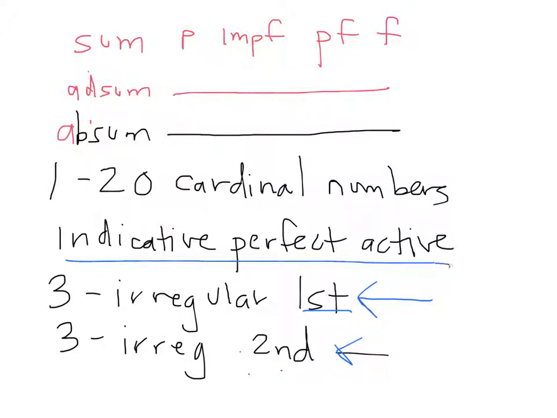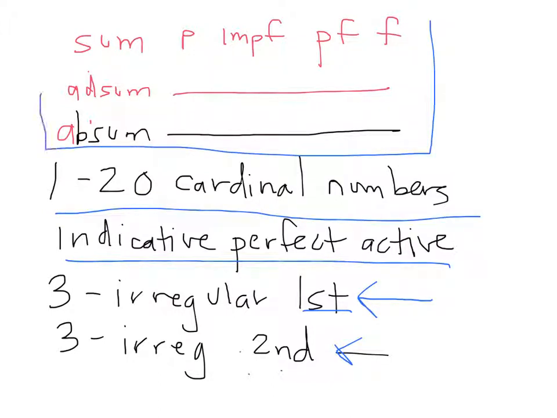The indicative perfect active is not new. Some cardinal numbers are just a matter of vocabulary. And sum is the same thing. It's just a matter of the tedium of memorizing. You've got to sit down and do it at this point.